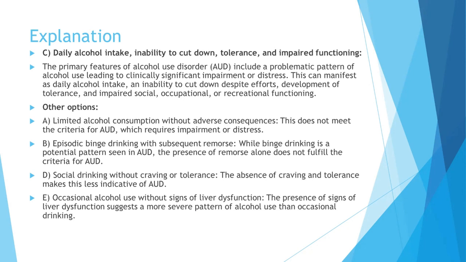distress. Episodic binge drinking with subsequent remorse: while binge drinking is a potential pattern seen in AUD, the presence of remorse alone does not fulfill the criteria for AUD. Social drinking without craving or tolerance: the absence of craving and tolerance makes this less indicative of AUD. Occasional alcohol use without signs of liver dysfunction suggests a less severe pattern of alcohol use than this patient's.